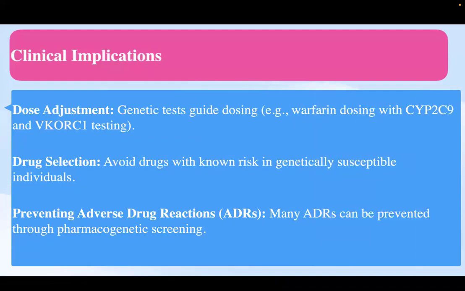Importance of it. What are the clinical implications? We need to do dose adjustment first of all. Genetic tests guide dosing, for example warfarin dosing with CYP2C9 and VKORC1 testing. Drug selection: avoid drugs with known risk in genetically susceptible individuals. If the patient is an ultra rapid metabolizer, do not give codeine, or else a much lower dose than the normal dose will be prescribed. Right. Preventing ADRs. Many ADRs can be prevented through this genetic testing. These are the clinical implications. Okay, this slide shows how it can be done in daily practice.